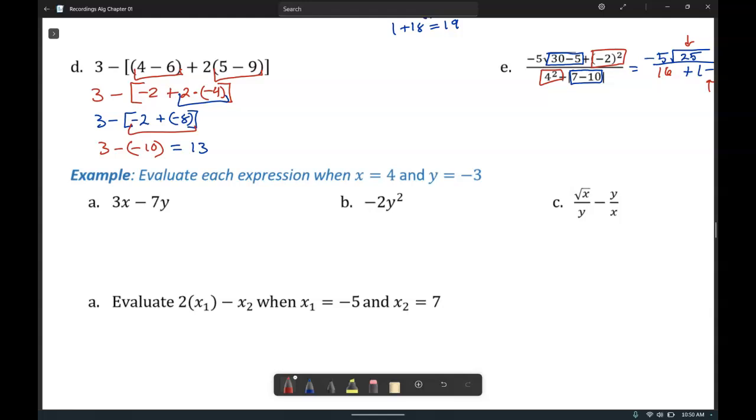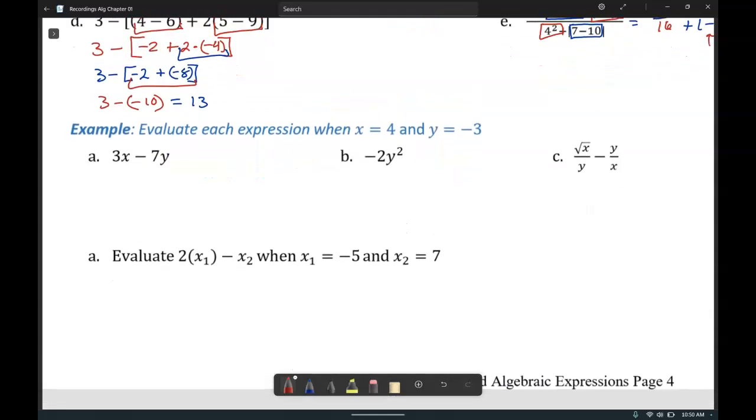Last thing we'll cover is evaluating expressions. We've done a little bit of this before, but we'll go ahead and kind of take it another step forward by using our order of operations as well. So evaluate each expression when x equals 4 and y equals negative 3. So anytime we see an x, we replace it with a 4. Anytime we see a y, we replace it with a negative 3.